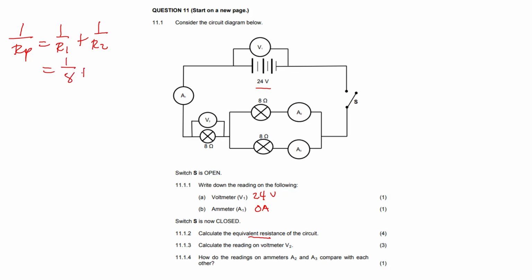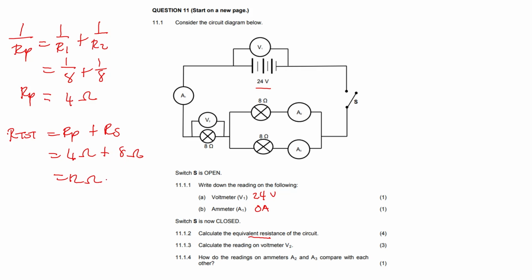Both resistors are 8 ohms, so 1 over 8 plus 1 over 8, and you calculate that to be 4 ohms. This is your resistance in parallel. But remember, they want the resistance of the circuit. So the total resistance will be your resistors in parallel plus your resistors in series. We've just calculated parallel, which is 4 ohms, and the series is 8 ohms. So 4 plus 8 is 12 ohms. That will be the resistance of the circuit.